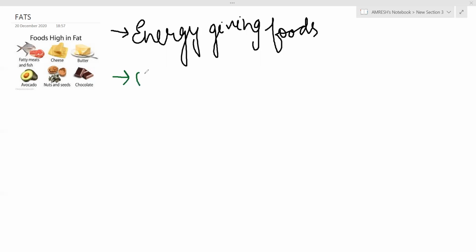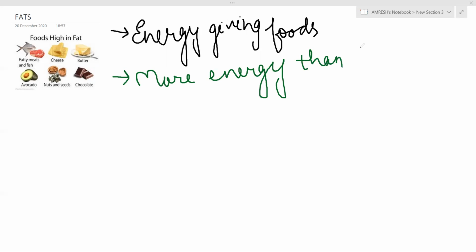They provide more energy. So what provides more energy? Fats. They provide more energy than carbohydrate. That is a very important point. You will get that in exam. But it doesn't provide quick energy. Carbohydrates provide quick energy, but fat doesn't provide quick energy.